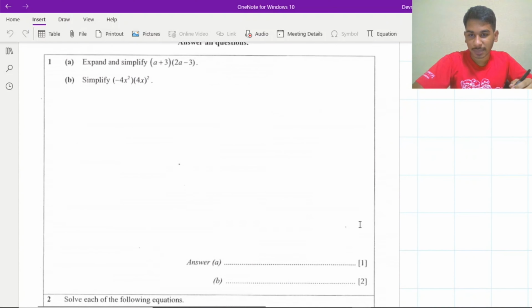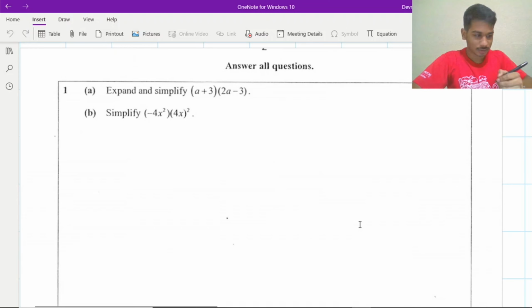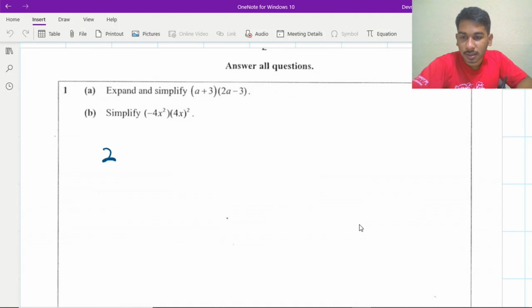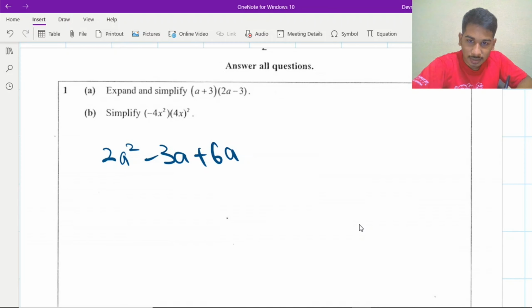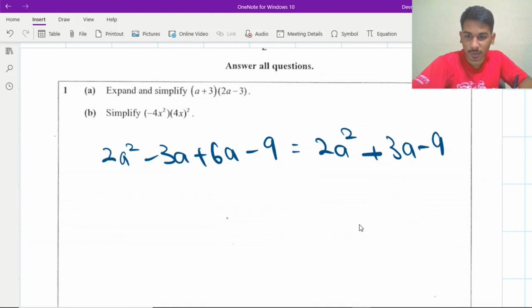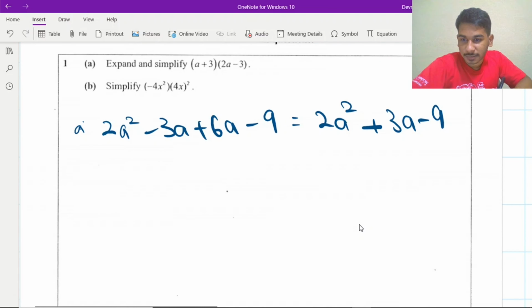Okay, expand a plus 3 and 2a minus 3. Let's do this using the butterfly method, right? 2a squared minus 3a plus 6a minus 9, and that is going to be equal to 2a squared plus 3a minus 9. Okay, and then simplify that thing.